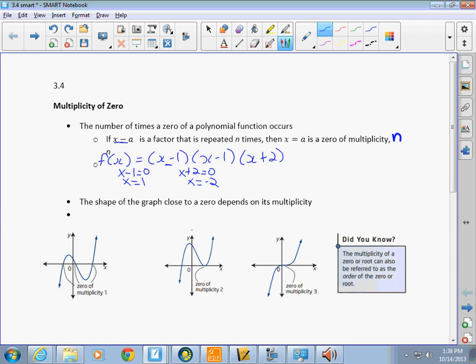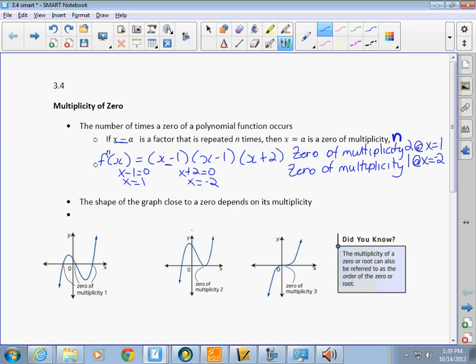So for this one, we have a 0 of multiplicity 2 at x is equal to 1, and a 0 of multiplicity 1 at x is equal to negative 2. So all that is saying is at x is equal to 1, it's going to cross twice, and at x is equal to negative 2, your graph is going to cross once.